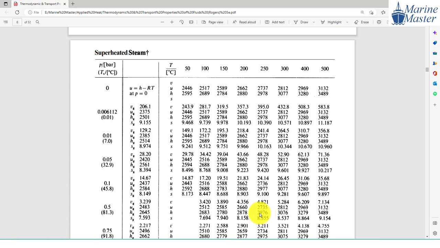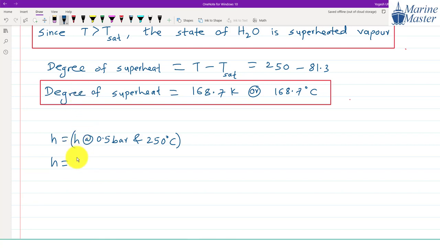Enthalpy at 250, and enthalpy at 250 is how much, guys, everyone? This is the enthalpy for the 0.5 bar, and this is how much? See this one value. Can anyone tell me? For the 250 degrees Celsius, it is 2976 kilojoule per kg, guys. So we got the value of H, 2976 kilojoule per kg. One answer, we got it.